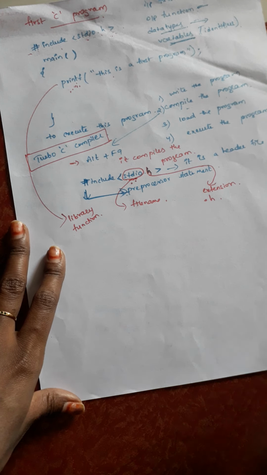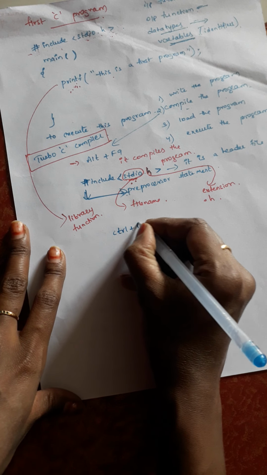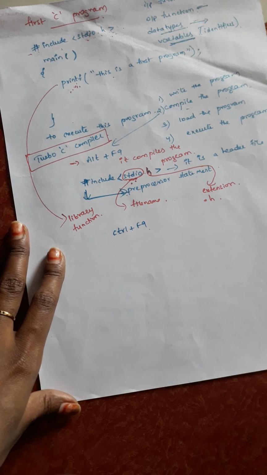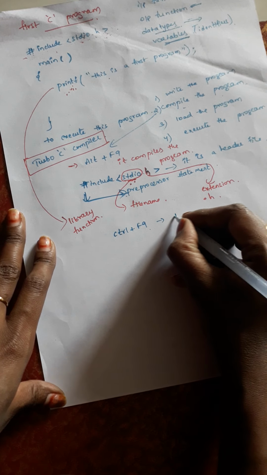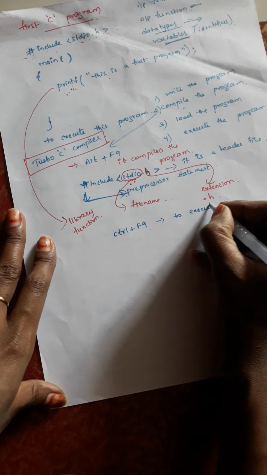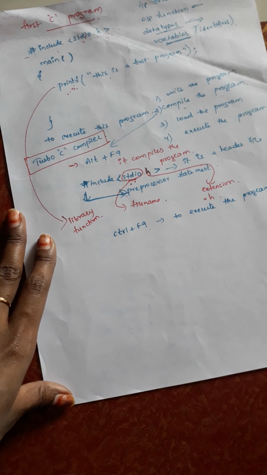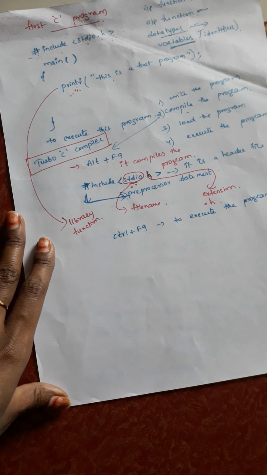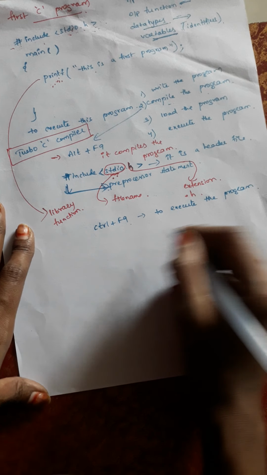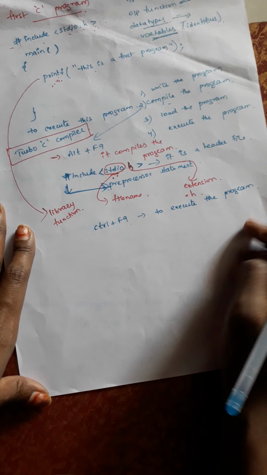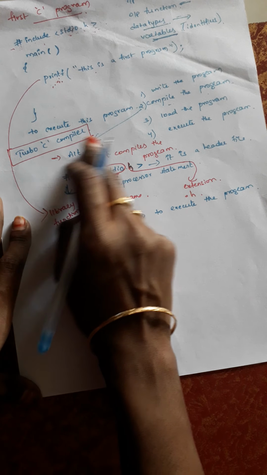Now, after compiling the program, to execute it, press Control F9. What is the command here? To execute the program, Control F9, and we get the output. Or you can press Control F9 directly; it compiles the program and automatically runs it. These two commands are for the Turbo C compiler.